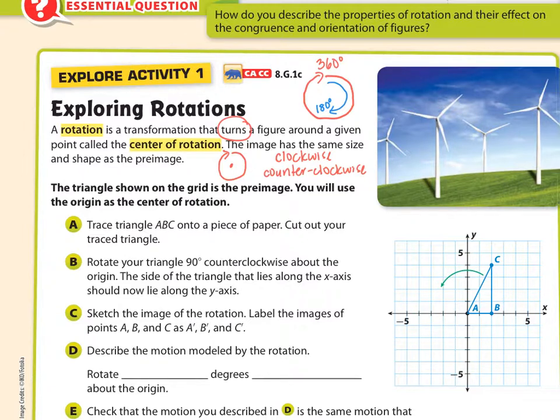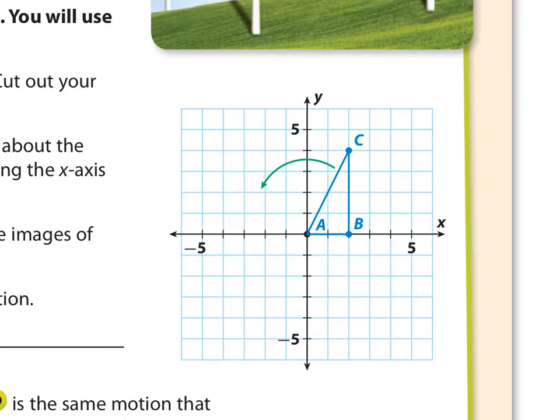So the first thing I want to show you is a visual of what a rotation will look like. And again, if I rotate a figure, you want to think about, is the image still congruent? And is the orientation the same, or is it different? So let's look at the graph that's right here.